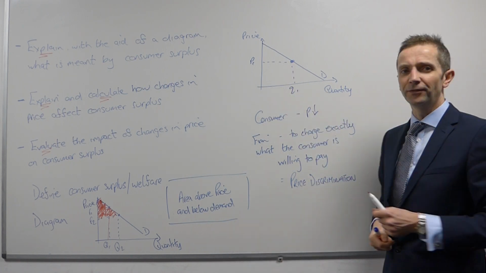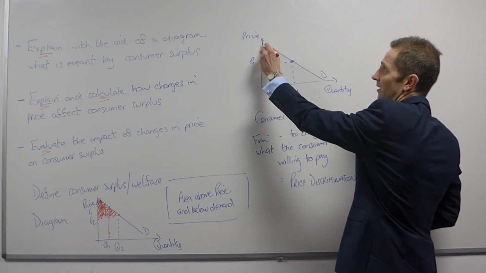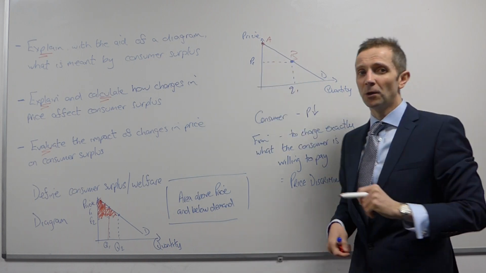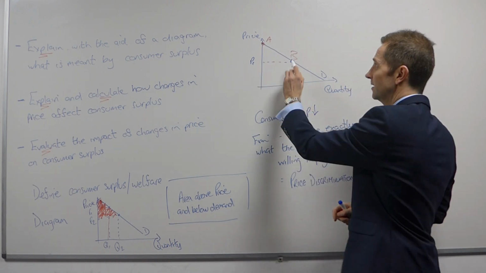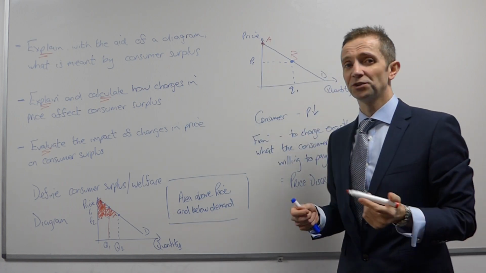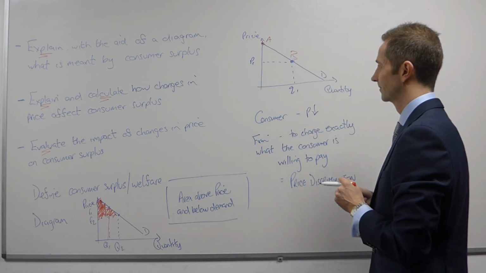So if the price initially here was P1, then obviously I'll just identify this by way of letters. So A, B, and P1. So A, B, P1, that complete triangle would be the consumer surplus. So the consumer welfare is quite significant in that instance.